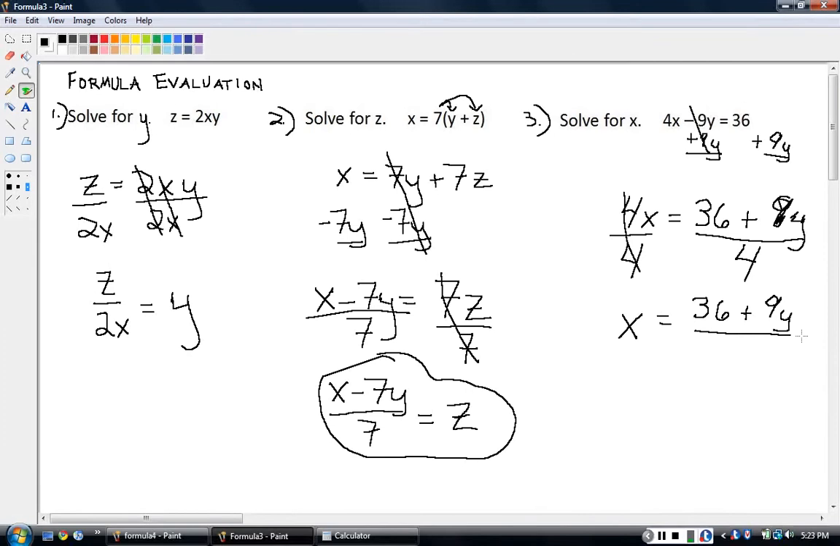because, why am I allowed to leave it like this? Because 4 doesn't go into both of these numbers. If it did, then I could go a step further. That step would look something like this. 36 over 4, I can divide that, I get 9. But the answer is not 9 plus 9y. I see that mistake a lot. If I take 4 into this one, then I get 9, but I got to take 4 into this guy, which I can't really do, so I have to write it as a fraction.